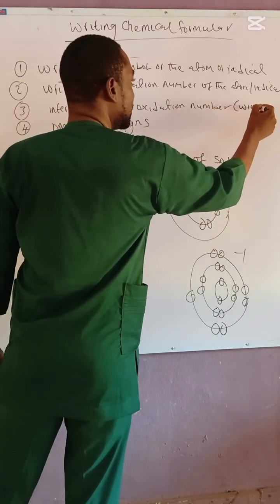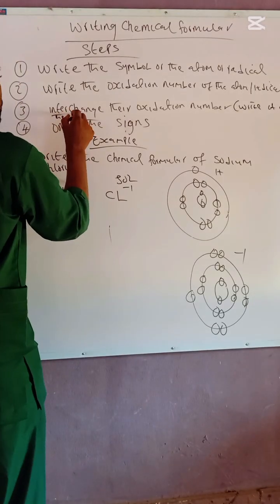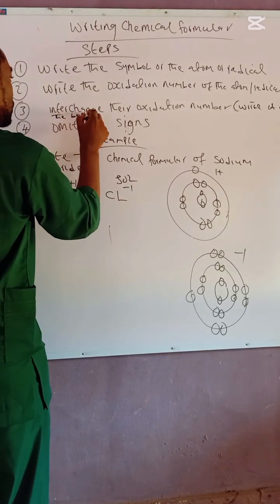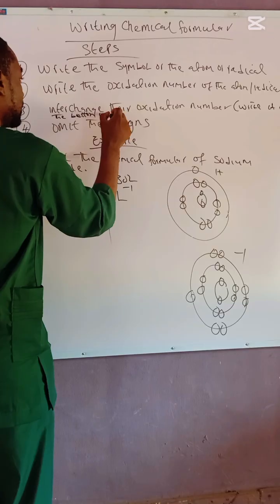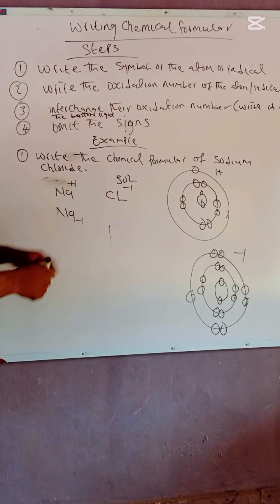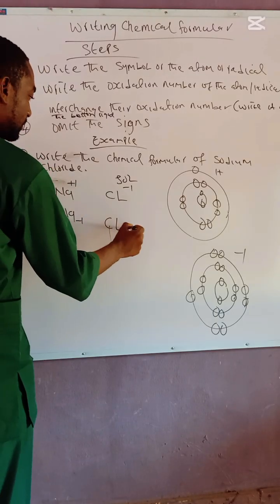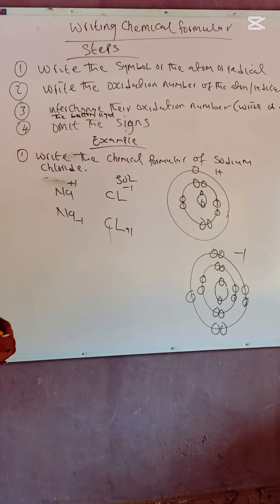Write it at the bottom right. So write it at the bottom right. So chlorine now, you will carry this plus 1 put for chlorine. See, we don interchange am.